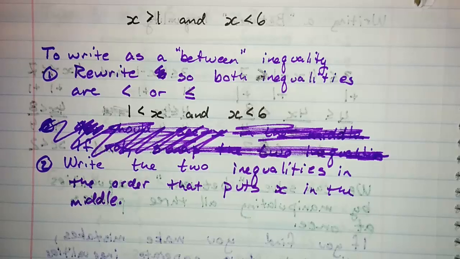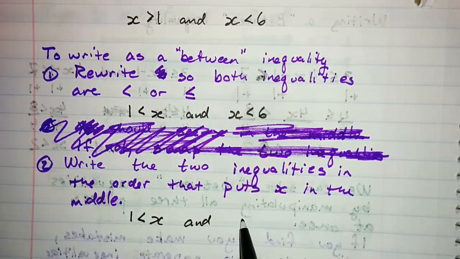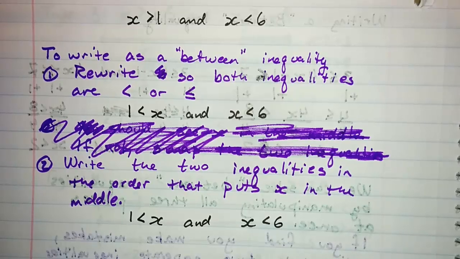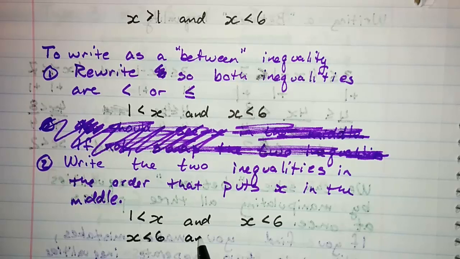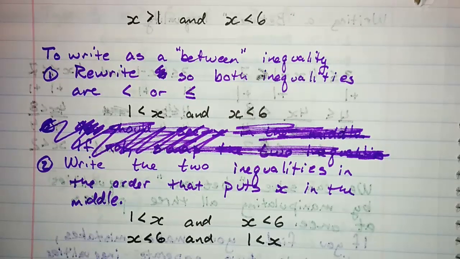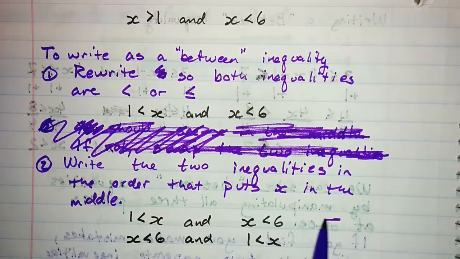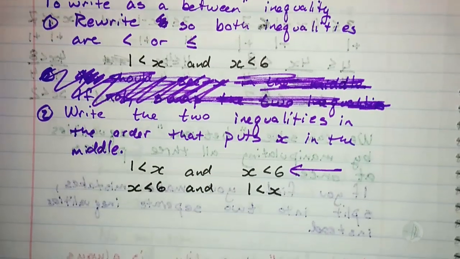Second, write the 2 inequalities in the order that puts x in the middle. Right, I could write this as 1 is less than x and x is less than 6, or I could write it as x is less than 6 and 1 is less than x. Right, it doesn't matter which order I think about those in. This order puts x in the middle, so this is the order we want.